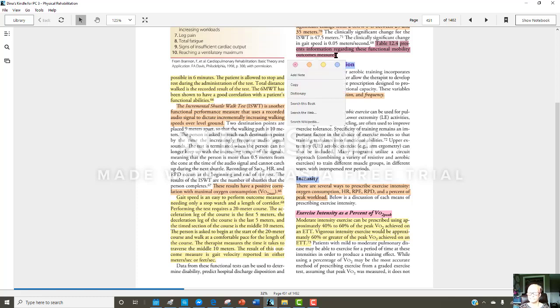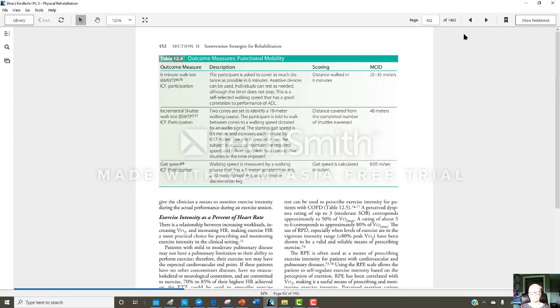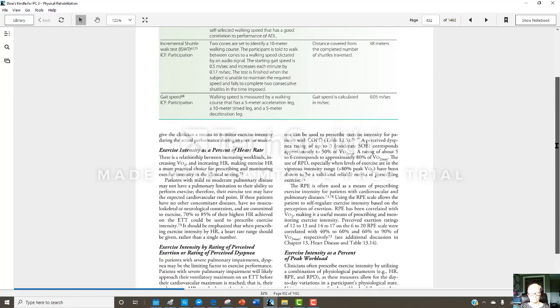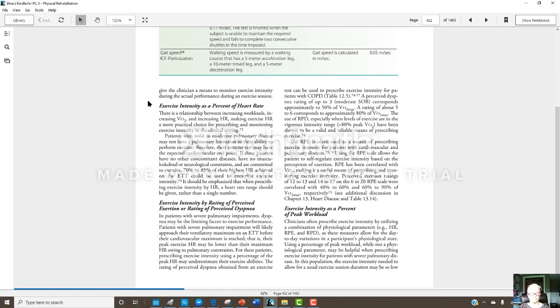While using a percentage of VO2 may be the most accurate method of prescribing exercise from a graded exercise test, assuming that peak VO2 is measured, it does not give the clinician a means to monitor exercise intensity during the actual performance of an exercise session. Exercise intensity as a percent of heart rate.